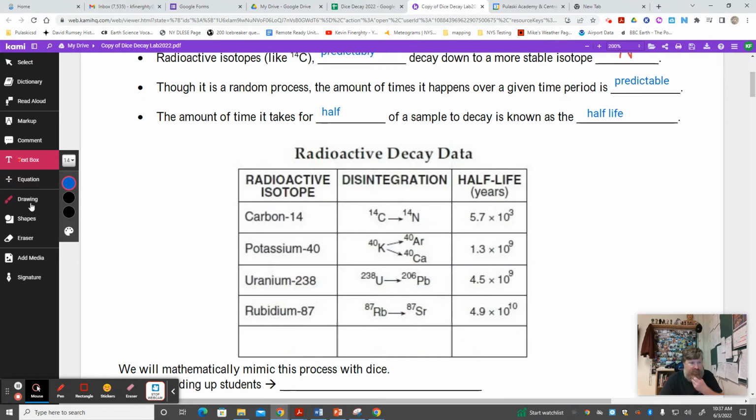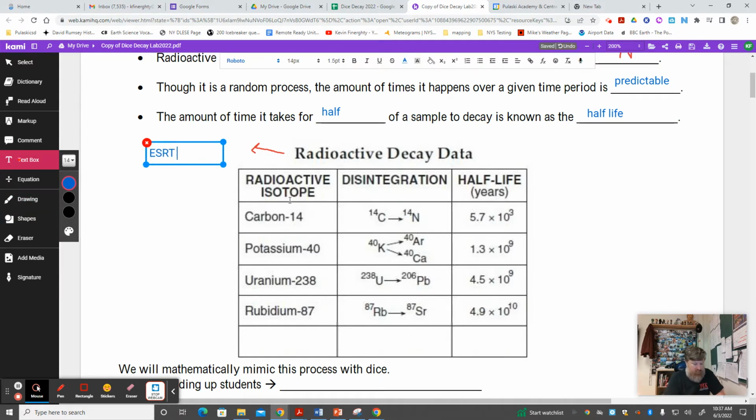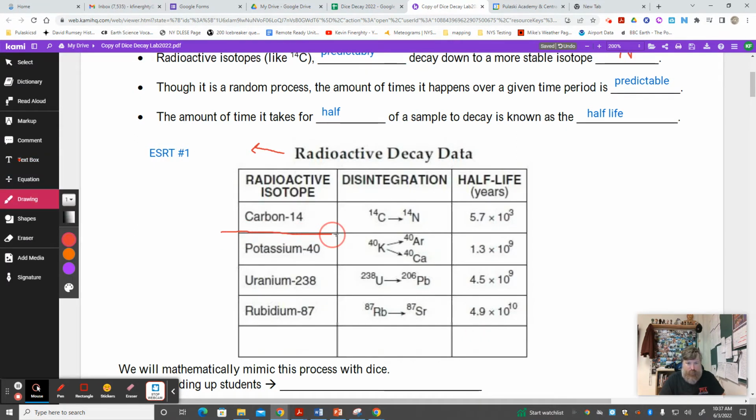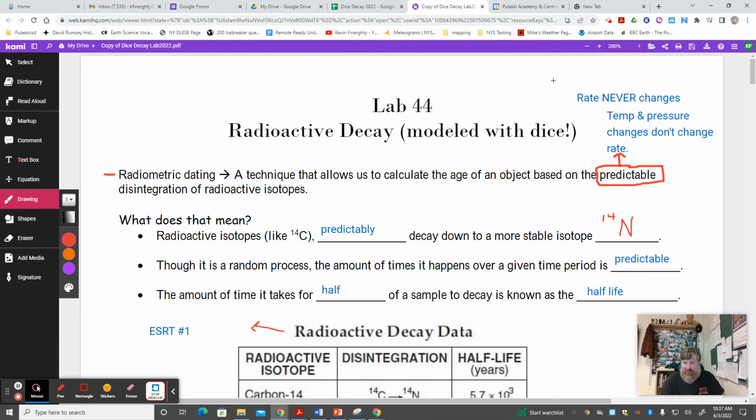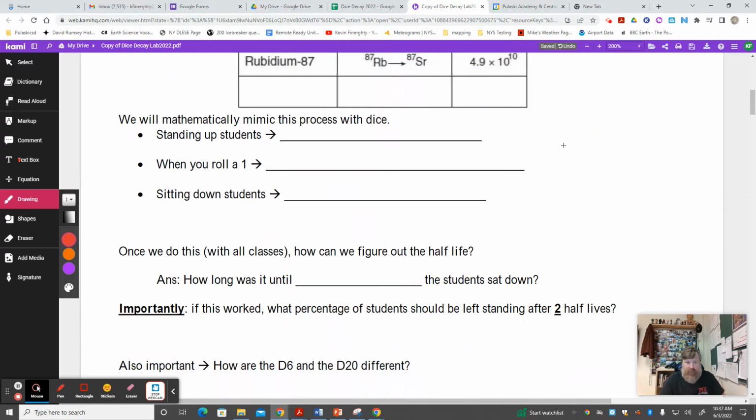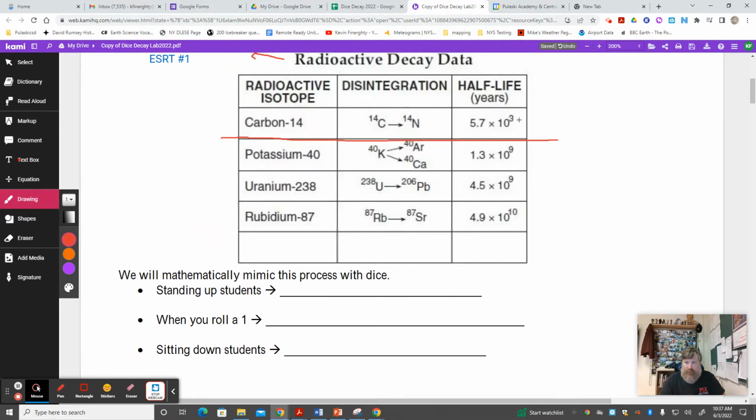All right, so you got this reference table. You can find that in ESRT page 1, so keep that in mind. It's on the front cover. We've got 3 different isotopes. The top one pops up in a couple questions, as does this. This will be in a question or two, so hold on to that in your noggin for later, or just scroll back up here. The top one, carbon-14, this 5.7 times 10 to the 3 means you move the decimal over 3 spots, which would make it 5,700 years.